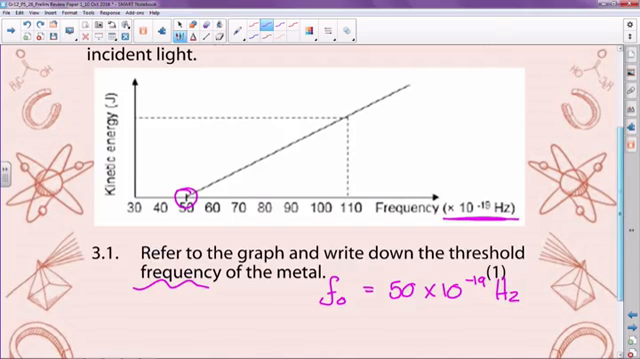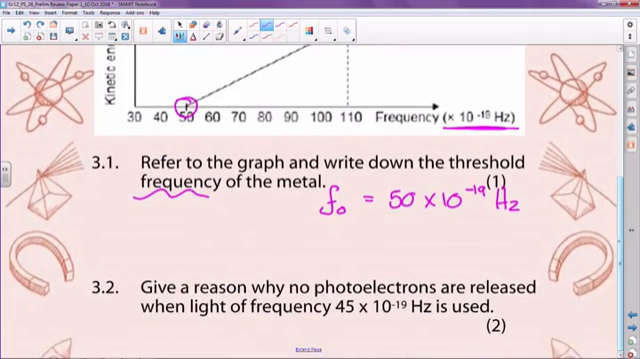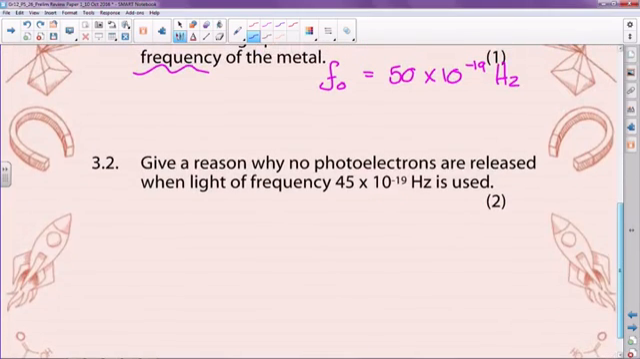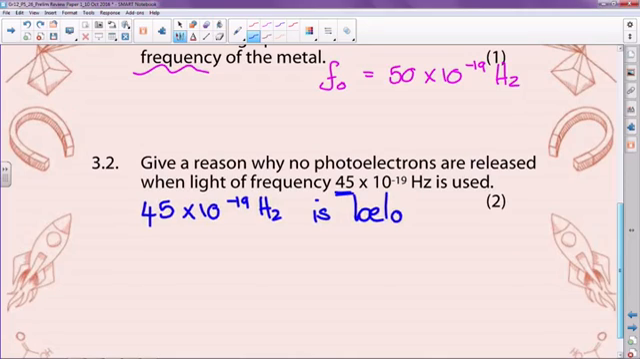Okay? Now the next question is dependent on it, because it says give a reason why no photoelectrons are released when light of frequency 45 times 10 to the minus 19 hertz is used. Now 45 would mean that it's over here. Well, the graph hasn't even started yet, but we know that the threshold frequency is 50 times 10 to the minus 19. They're only using 45. So what we say is that 45 times 10 to the minus 19 hertz is below the threshold frequency.